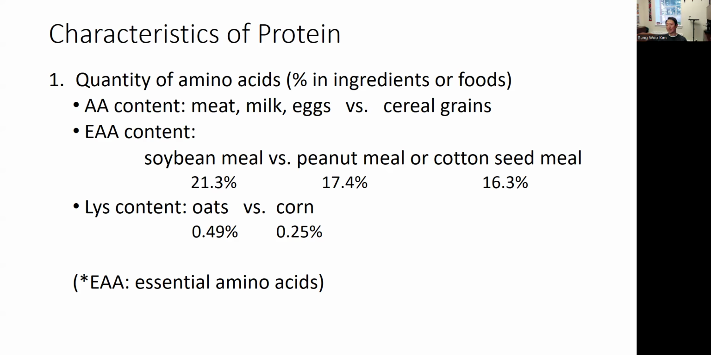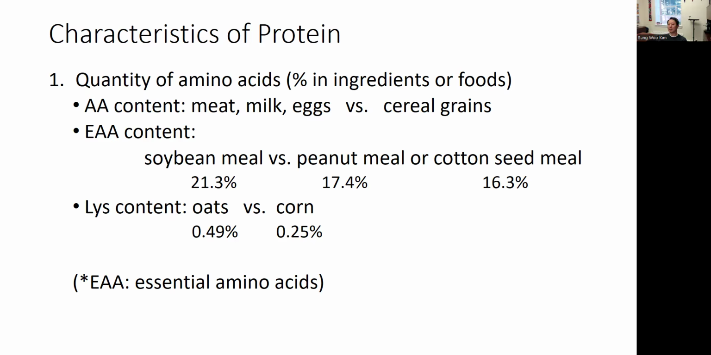We will talk more about this later, but here I am introducing this concept, essential amino acid, EAA. This is also called indispensable amino acid. That means these are the amino acids that animal cells cannot make by themselves. So we have to obtain them from the food sources. They're essential. So essential amino acid is very important. How much essential amino acid is included in the food determines the quality of protein.